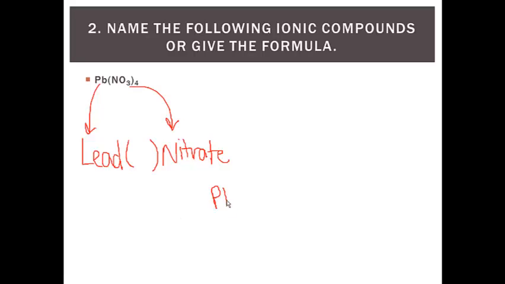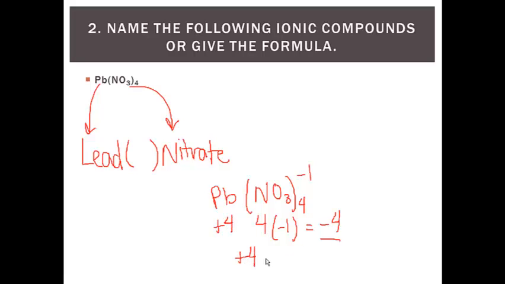So I know that nitrate, NO3, has a charge of -1. There are 4 of them, so that means my total negative charge is -4. For lead, in order to balance out this -4, I need to have a +4, because +4 and -4 together will give me 0. So lead must have a charge of +4. So this would be lead(IV) nitrate. So I just checked the other thing, the thing that wasn't lead, to figure out what the charge was for lead.